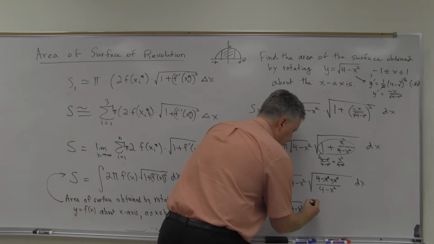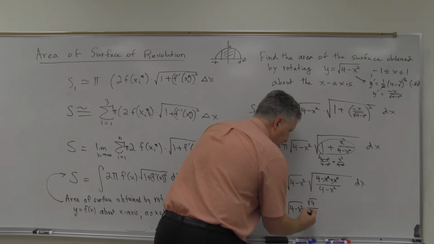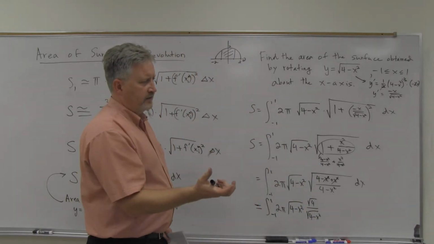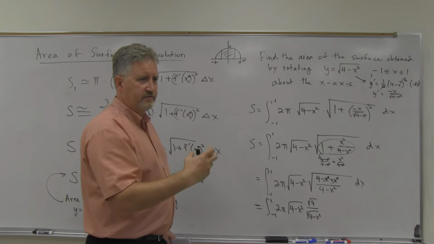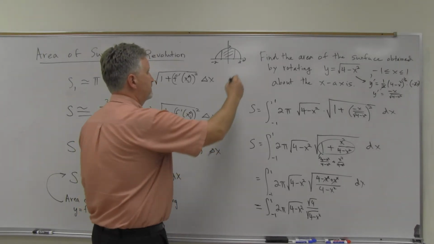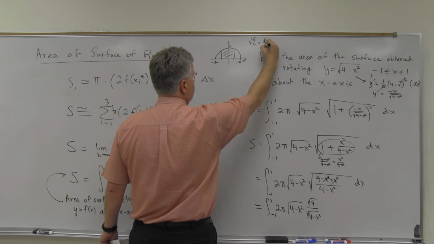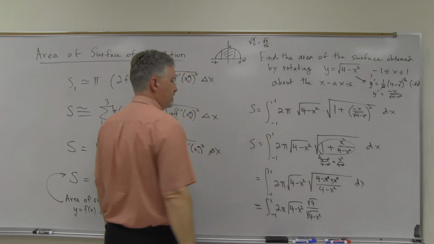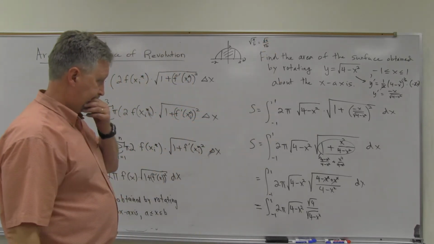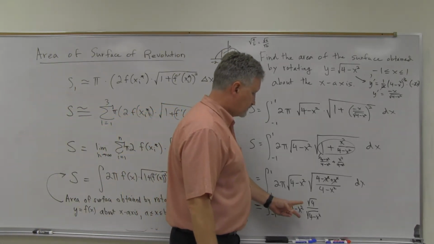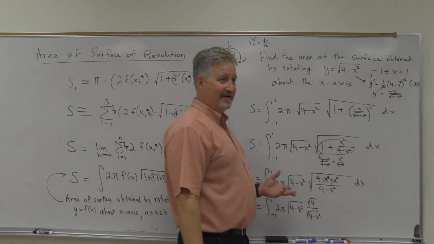Not hard to see there that I can split that up now. Square root of 4 over the square root of 4 minus x squared. I can't split up adding and subtracting square roots, but I can split up dividing. If I've got square root of a over b, I can say that's the square root of a over square root of b, as long as I'm dealing with positive numbers, which I am. So this is going to work out pretty nicely too, isn't it?